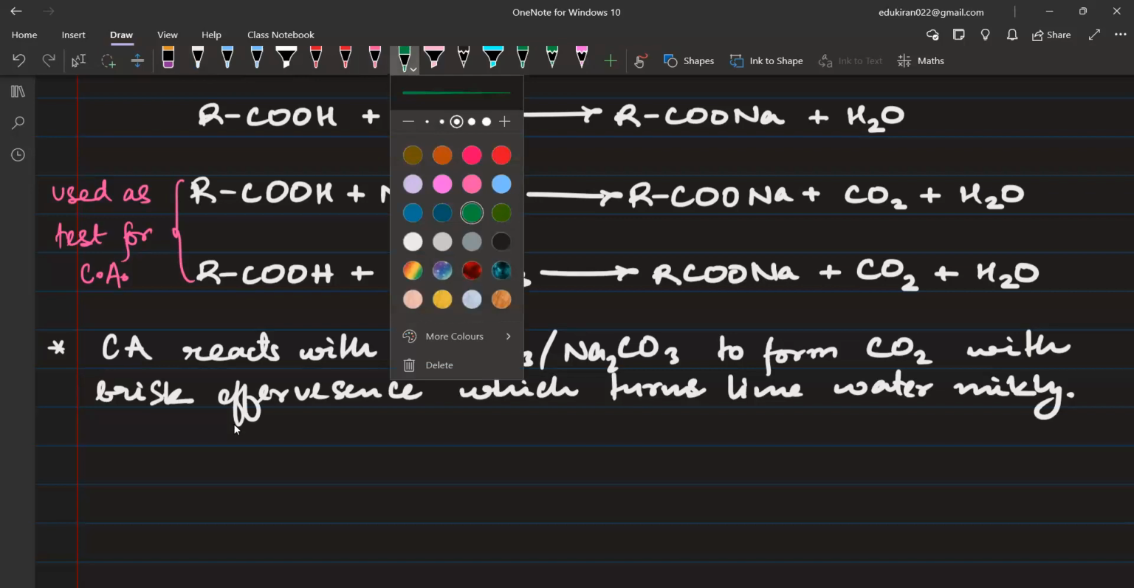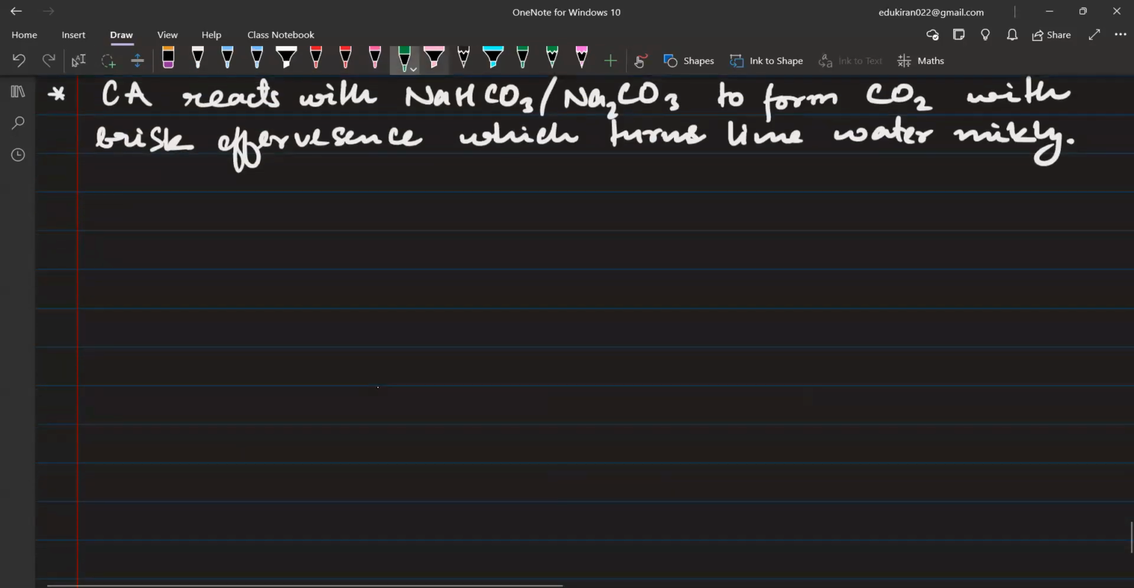Next, the B part is the acidic strength.